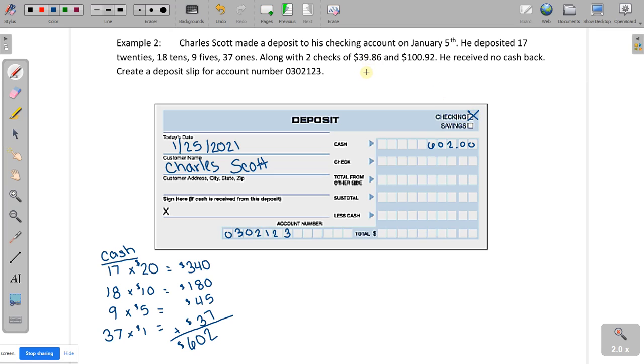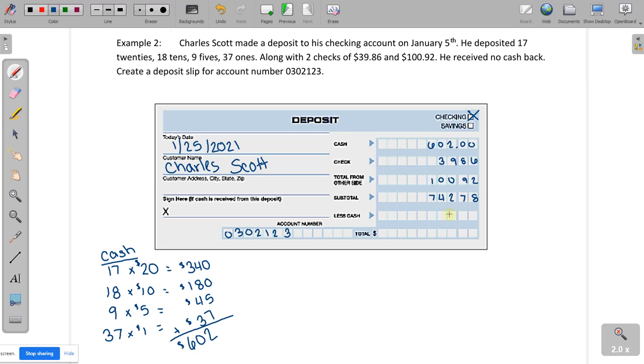And then he had some checks here. So we had $39.86 and $100.92. So we need to find the total. So we're going to take $602 plus $39.86 plus $100.92. And we get $742.78.